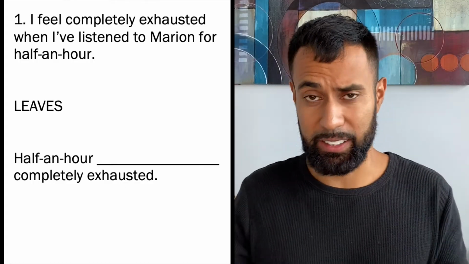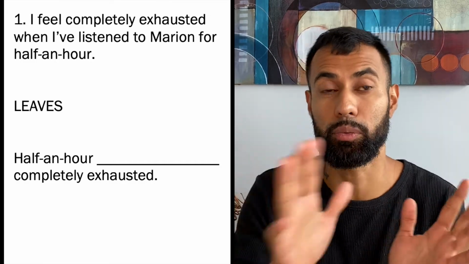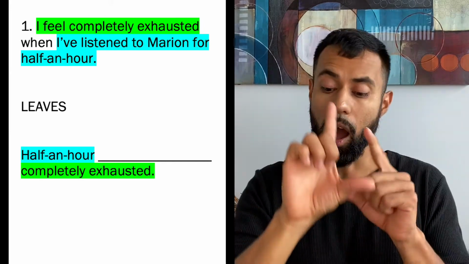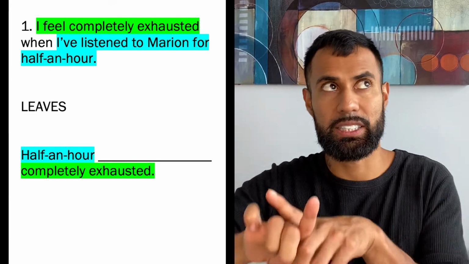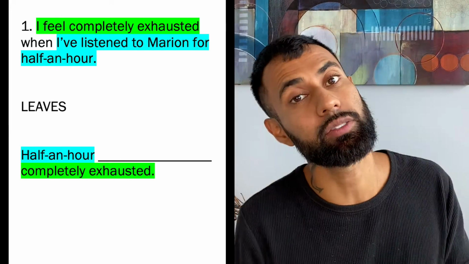Half an hour of what? Half an hour of listening to Marianne. I know I'm saying that wrong. If you take a step back looking at this transformation, you can see the grammar is flipped between the original and the transformation. The clauses are flipped. I feel completely exhausted is in the second clause of the transformation, whereas in the original, it's in the first clause.